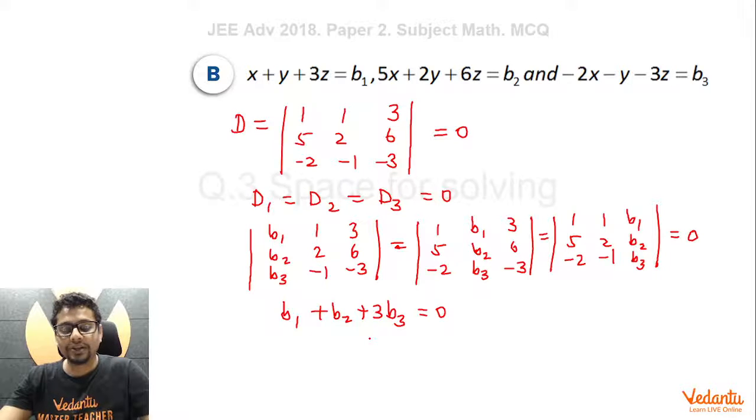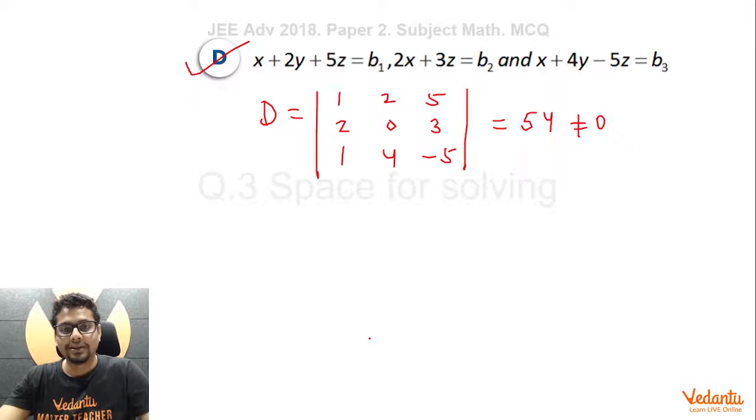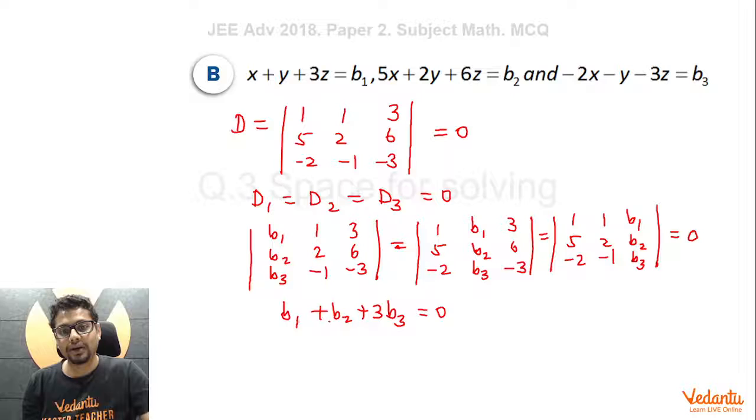For example, if you take b1, b2, b3 to be 0, 0, 0, it satisfies here and it satisfies here also. However, again, if you take b1 and b2 to be 1, 1 and b3 hence would be 8 by 13, 1, 1, 8 by 13 doesn't satisfy this equation. So that means, again, this system of linear equations would not have at least one solution for every b1, b2, b3 column matrix belonging to set S. So that means this is also not my answer.